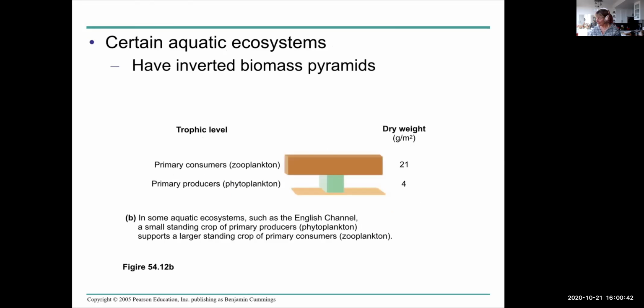Interestingly, some aquatic ecosystems have this weird inverted biomass pyramid. So here, the primary producers have a smaller biomass than the primary consumers. So this is data that's come from the English Channel. A very small standing crop of primary producers. Why do you think that is? Can you offer an explanation why that might be? I don't expect you to know that, of course, but you could guess.